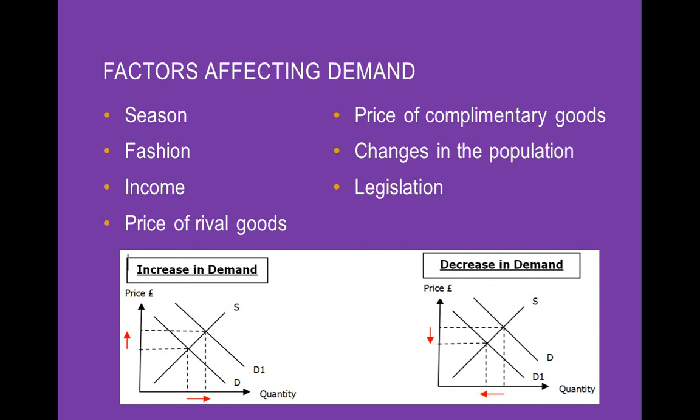Price of rival goods. So if a competitor's products become very cheap, that would cause a decrease in demand for a business, and not due to their price but due to the price of their rival goods.